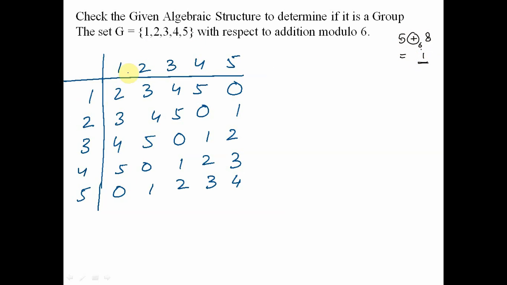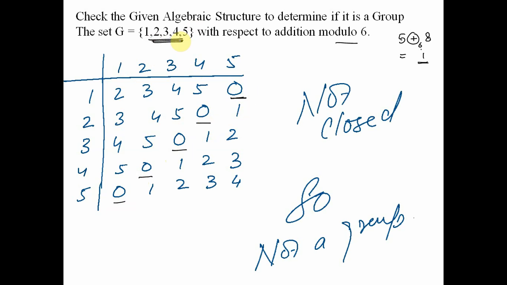So this is how I have populated the table. See, 1 plus 1 is 2, 1 plus 2 is 3, 1 plus 3 is 4, 1 plus 4 is 5, 1 plus 5 is 6, which in modulo 6 gives me 0. This modulo 6 actually means the remainder of dividing the number by 6. So if you see over here in the operations table, I am having element 0 also. But 0 is not part of this set. So this operation is not closed, so this is not a group.